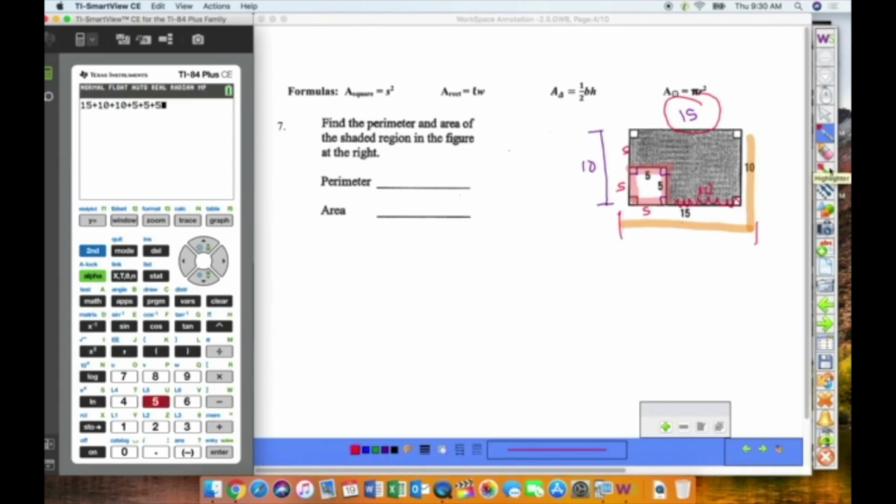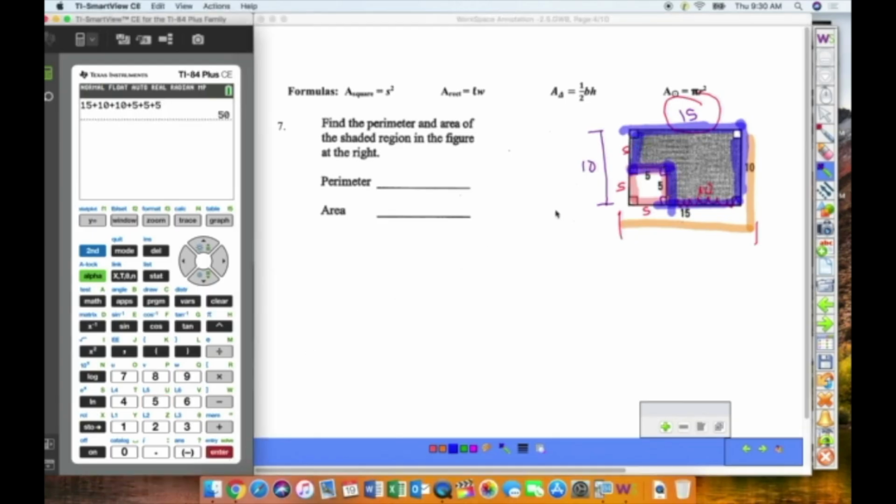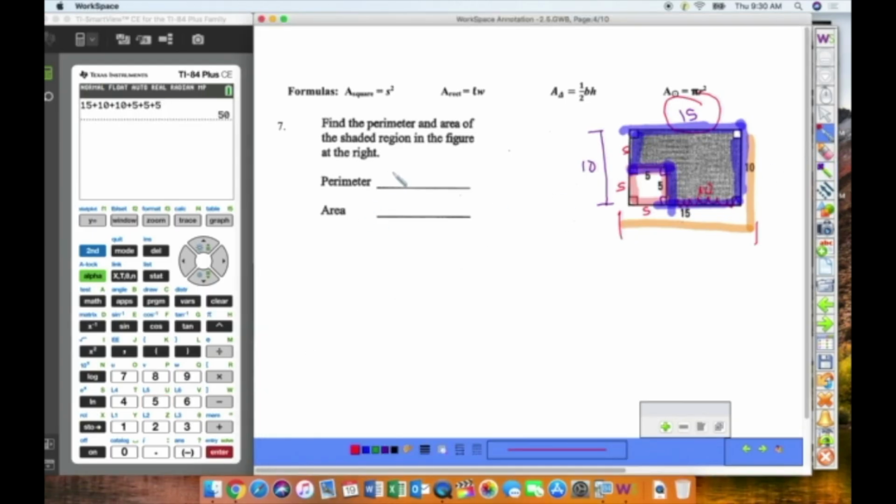So I'll grab the highlighter and just show you what I added up. I started with this 15, then that 10, then this 10, then this 5, 5, and 5, and the total of all of that is 50. And they do not give me a label, so we will put units, which we abbreviate UN. If you saw a previous teacher use just U for units, I don't like that, so UN.